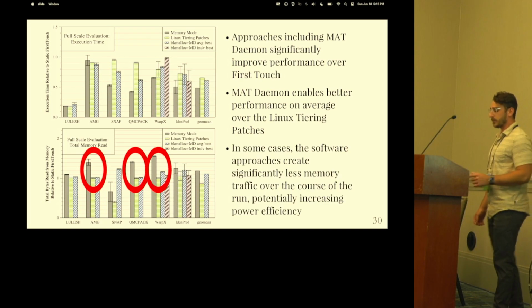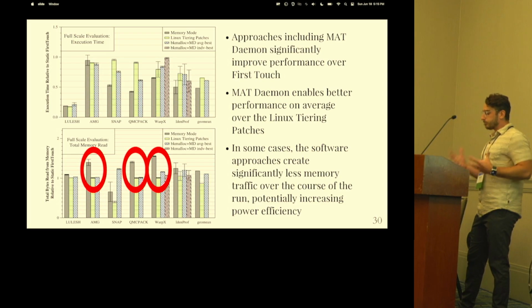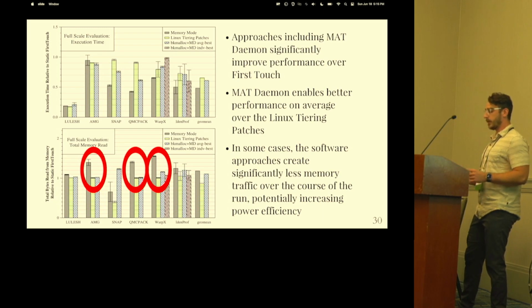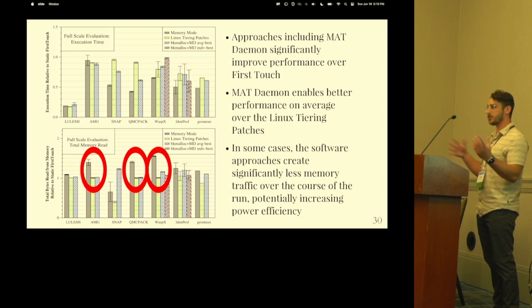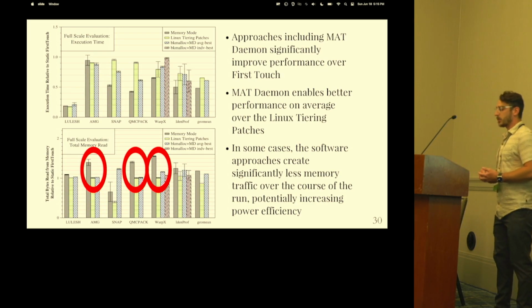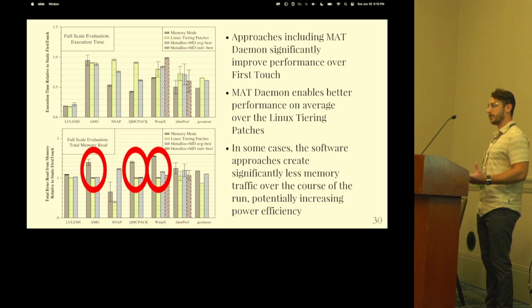Now, if we look at the amount of memory read over time, we see that some of our benchmarks use significantly less traffic over the course of the run than memory mode, which makes sense because this hardware approach is trying to maintain a cache the whole time, so it's swapping and copying memory back and forth. And so we argue that the software approaches can be better if you care about power efficiency in this case, right? Because that all costs power.